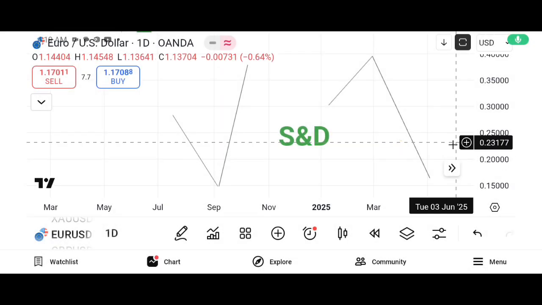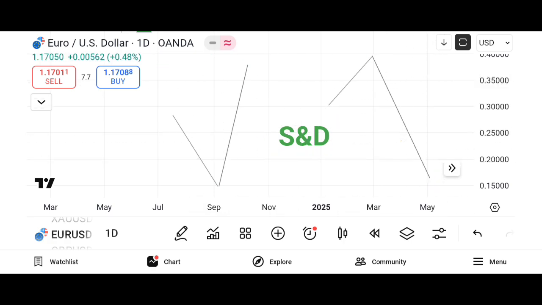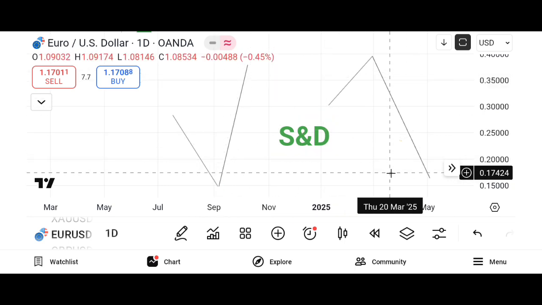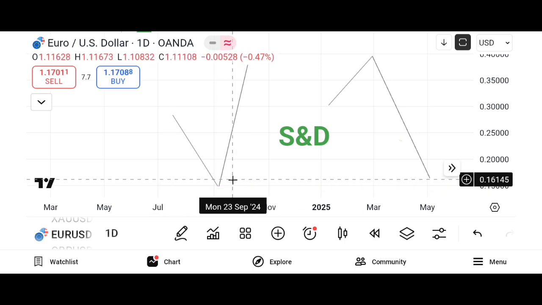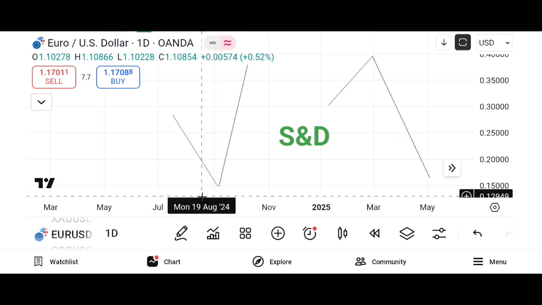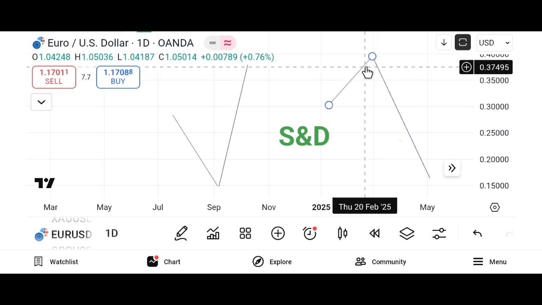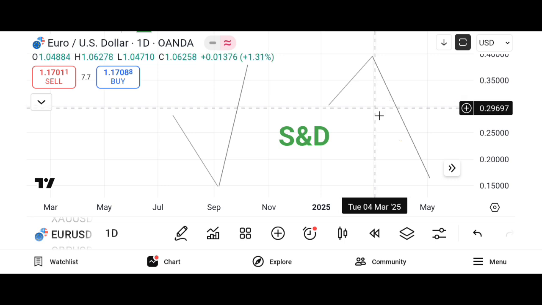So what is S&D? Supply and demand. These are price areas where buying or selling pressure is strong enough to reverse price. So demands are areas where buyers step in and price tends to rise. Then supply are areas or zones where sellers step in and price tends to fall.